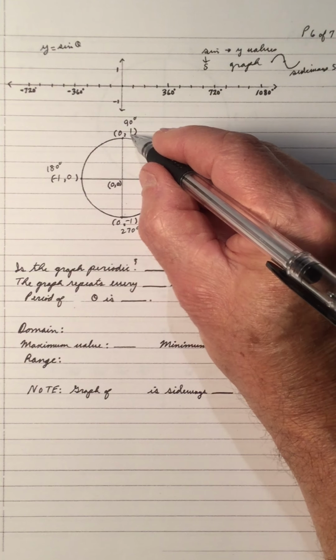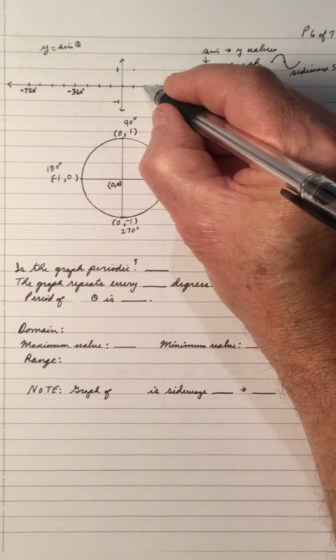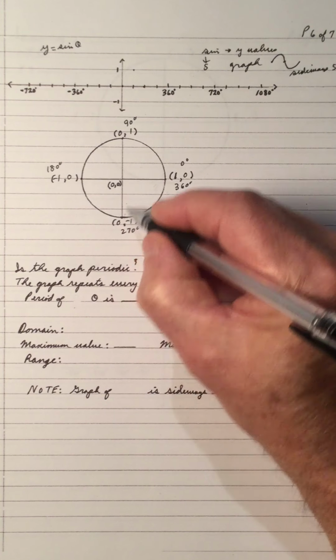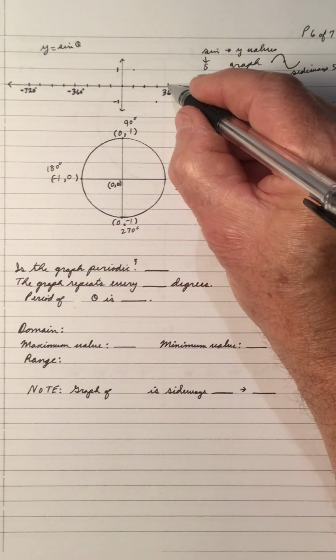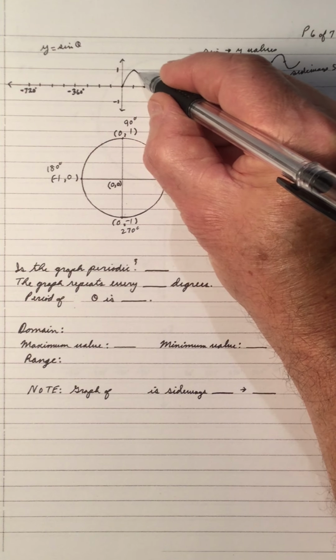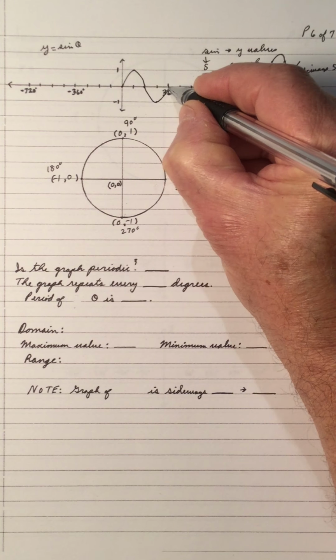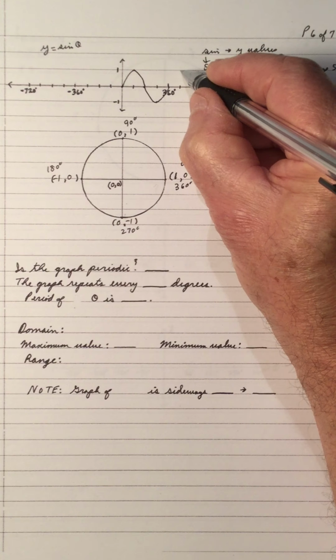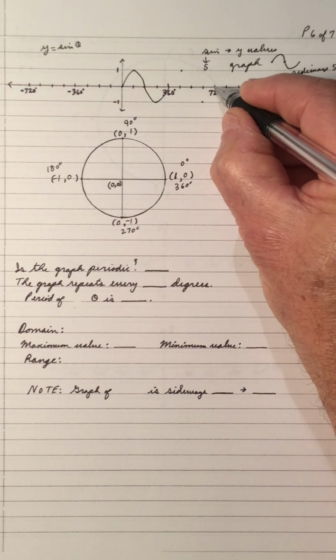The sine of 90 is 1. The sine of 180 is 0. The sine of 270 is negative 1. The sine of 360 is 0. So it goes 0, up to 1, down to 0, down to negative 1, up to 0. And then it starts all over again. 1, 0, negative 1, 0.